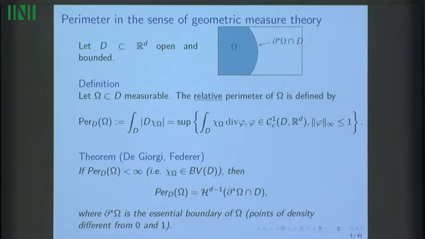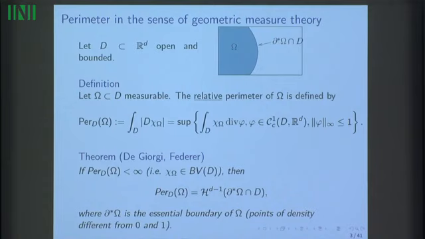Before that, let me recall a few points on the perimeter, since I need to do proper mathematics. This is very classical. It is the perimeter in the sense of geometric measure theory. I consider a computational box D, and omega is inside D, and what we call the relative perimeter of omega is the total variation of the characteristic function of omega, which can be written like this.